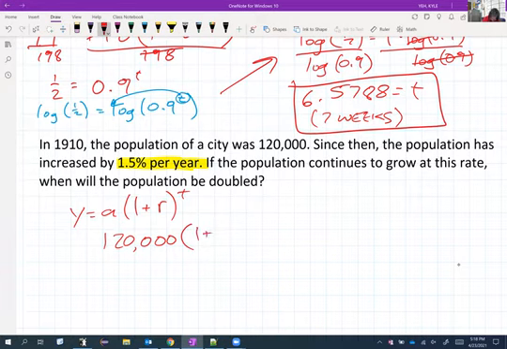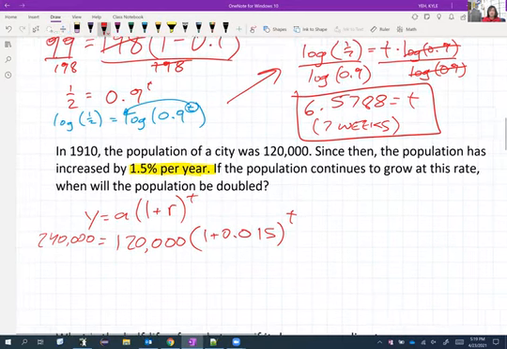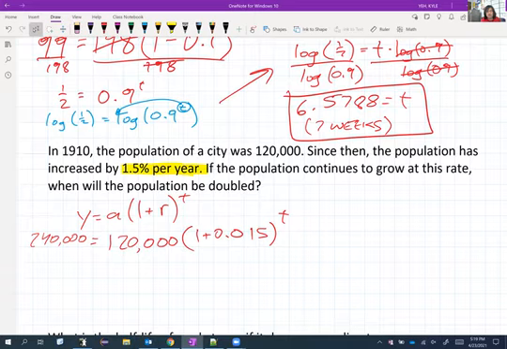1 plus 0.015, because 1.5% as a decimal, to the t-th power. And we are looking for when the population will be doubled. And I know that double 120,000 would be 240,000. So we've set this equation up. I want you to work it out. I'm going to pause and work it out, and I'll unpause when all my work is on the screen.